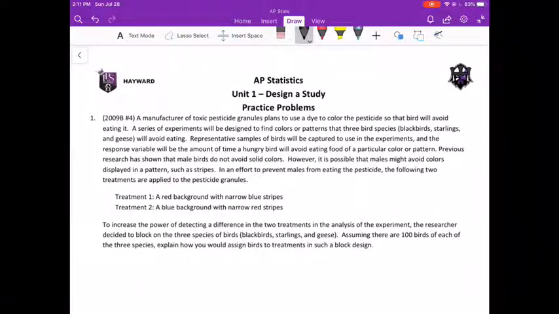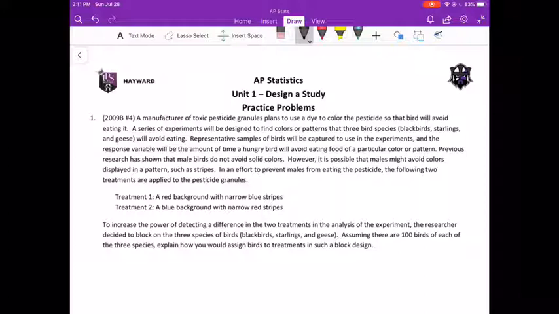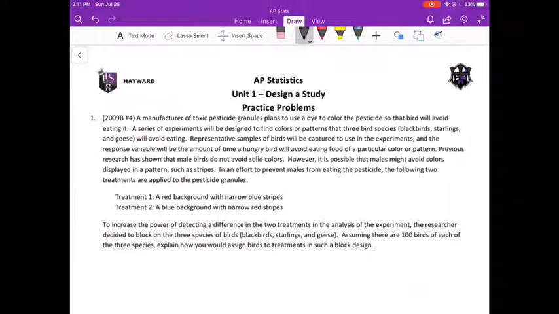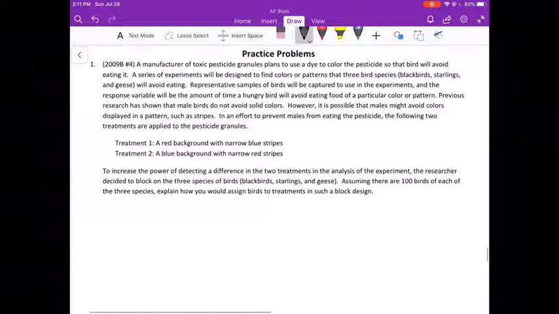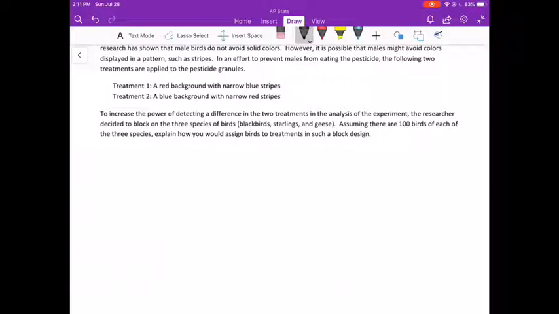Previous research has shown that male birds do not avoid solid colors. However, it is possible that males might avoid colors displayed in a pattern, such as stripes. In an effort to prevent males from eating the pesticides, the following two treatments are applied to the pesticide granules. Treatment 1 is a red background with narrow blue stripes, and treatment 2 is a blue background with narrow red stripes. To increase the power of detecting a difference in the two treatments in the analysis of the experiment, the researchers decided to block on the 3 species of birds.